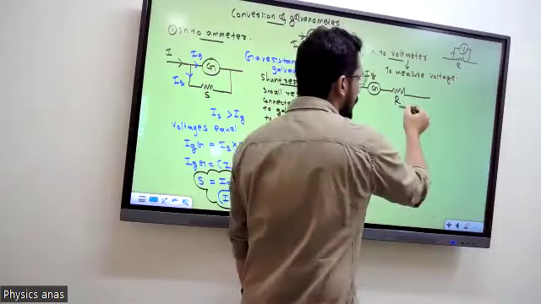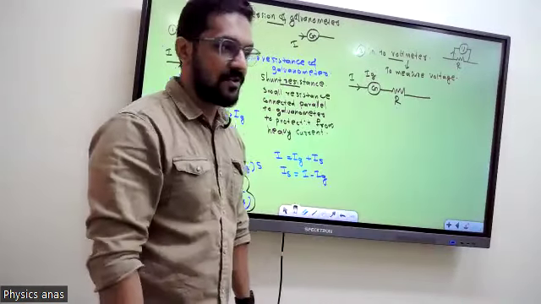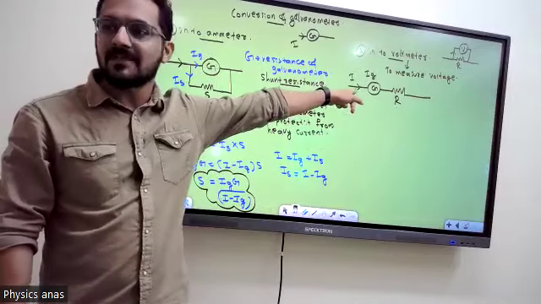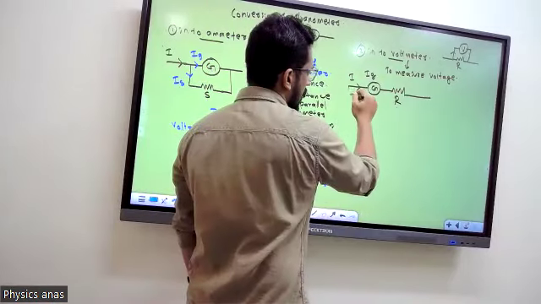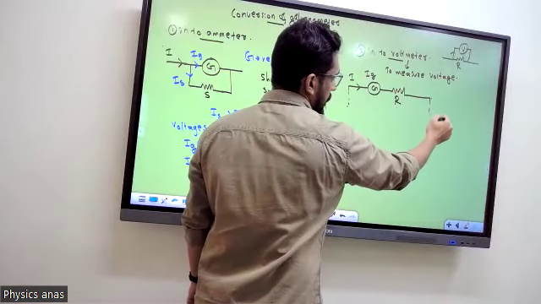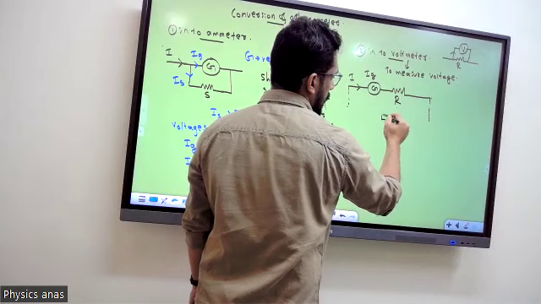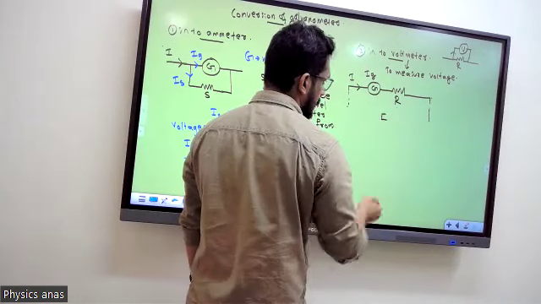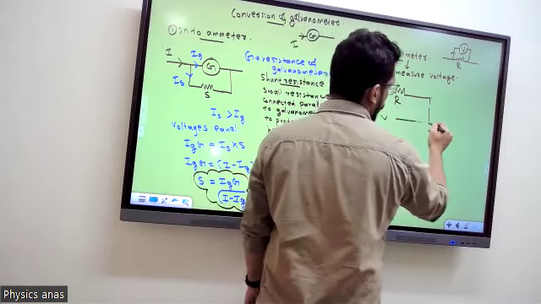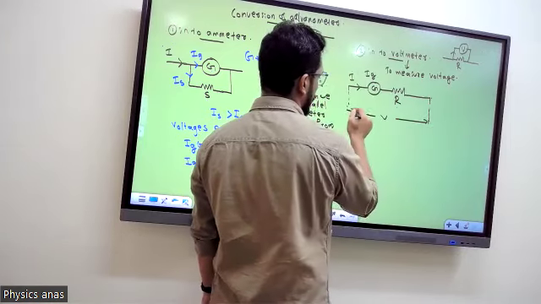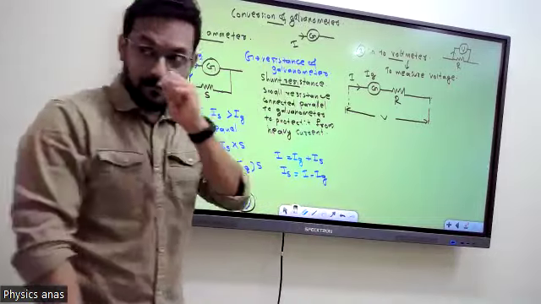Okay, and we are using a very large value of resistance here also. So the current will be very small, right? You are measuring the voltage here. I am taking that as V or E. I am measuring the voltage here.